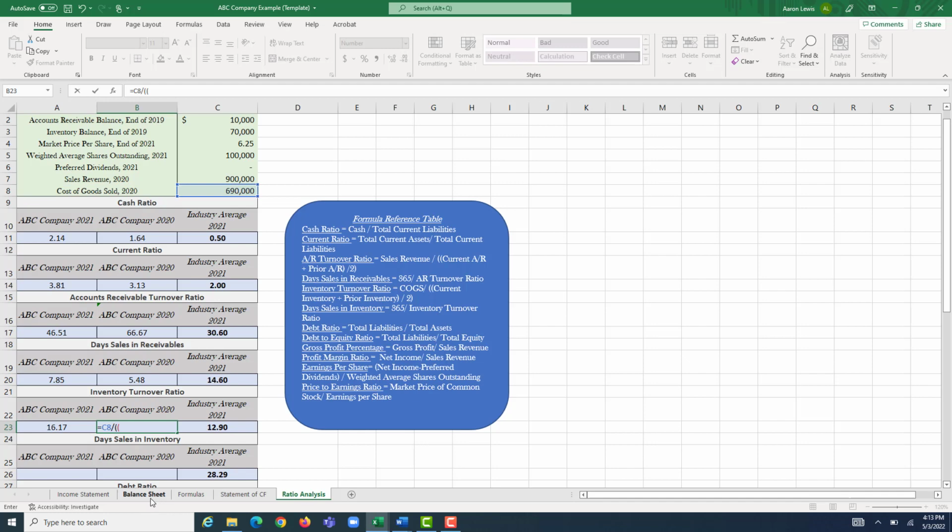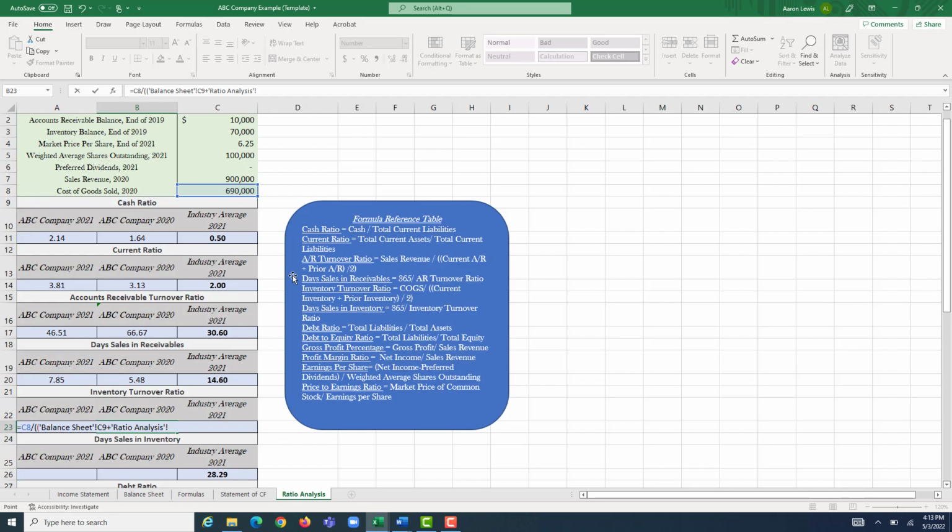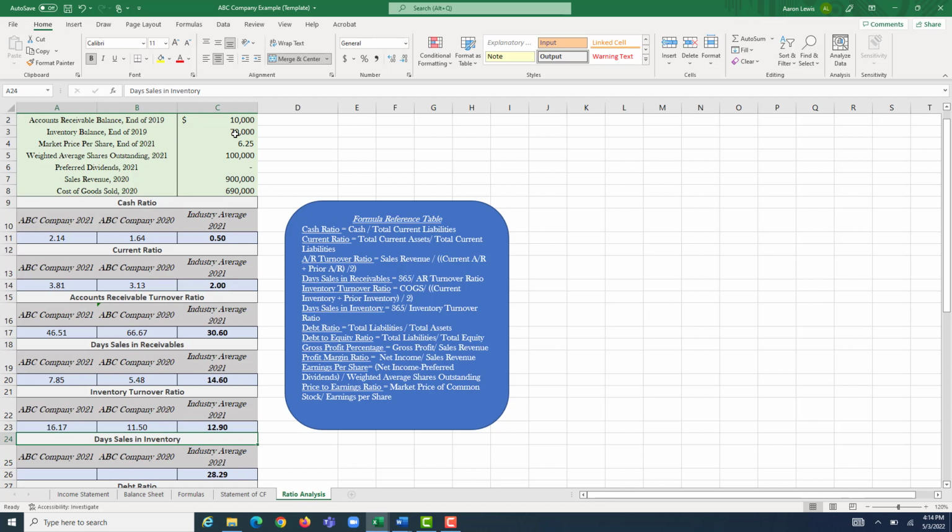We can find 2020's inventory on our comparative balance sheet. We had $50,000 worth of inventory. Well, let's add to that what we had in the year prior. And the year prior would be 2019. If we go up in our information at the top, it tells our inventory balance at the end of 2019 was $70,000. We close that first parenthesis. We divide by 2. We close the second parenthesis. And when I do that and I hit enter, I come up with 11.5.